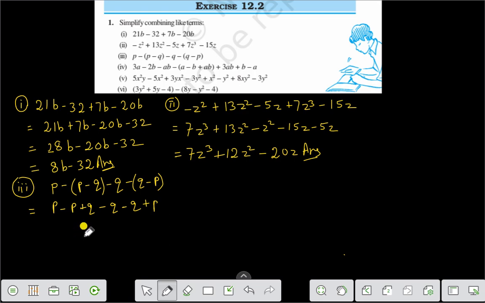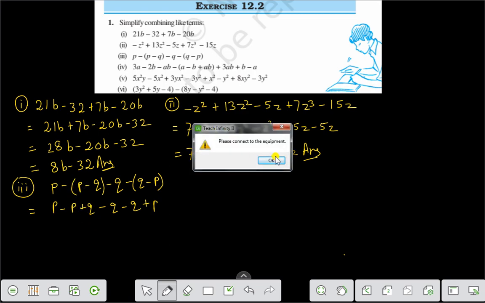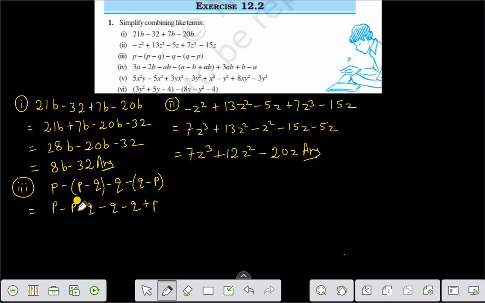Now here you will see that there is plus p and minus p, they will cancel, right? And plus q minus q will cancel, so we are getting p minus q, and that is the answer, right? This is the answer of question number 3. Now solve question number 4.